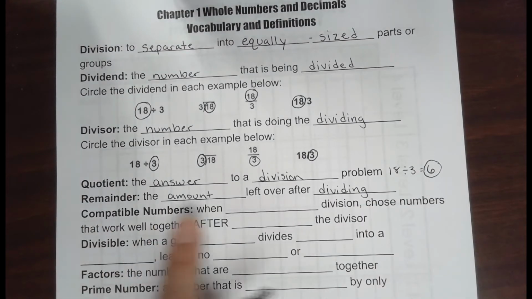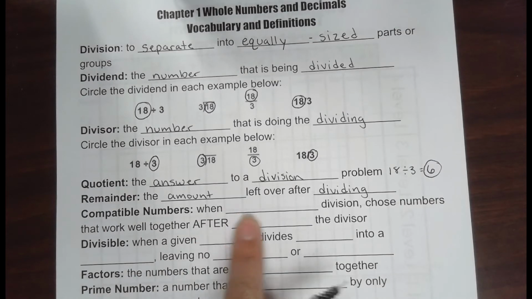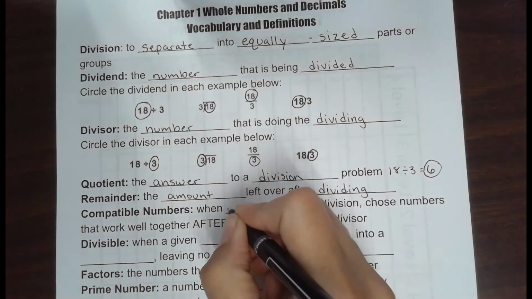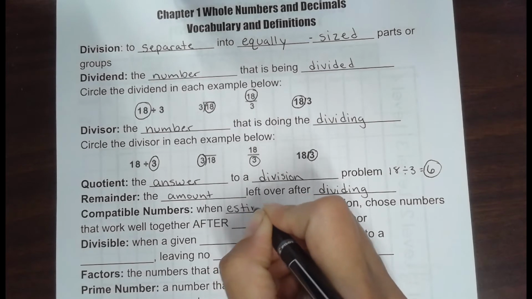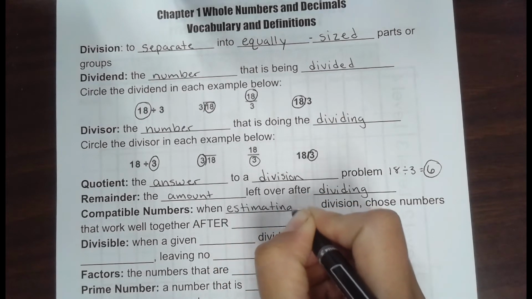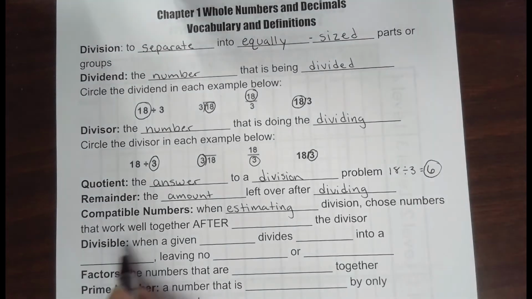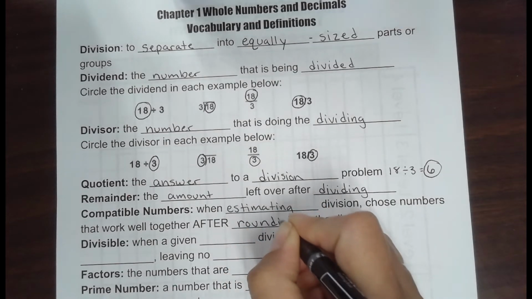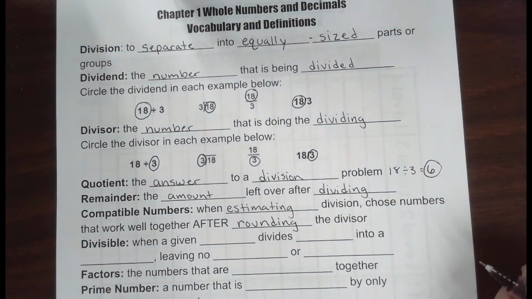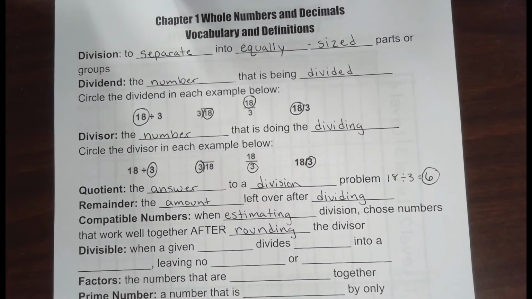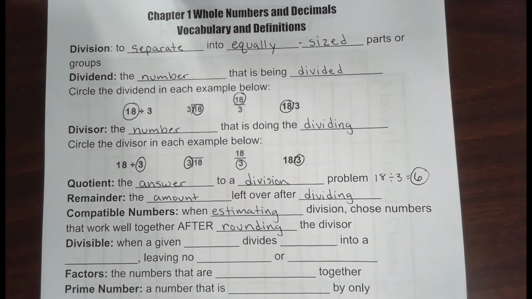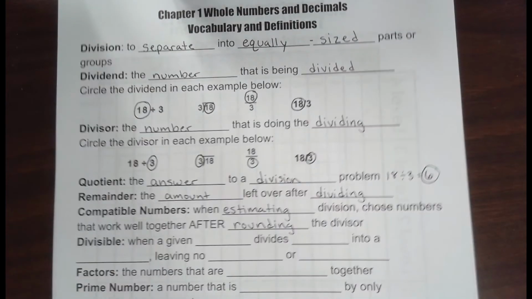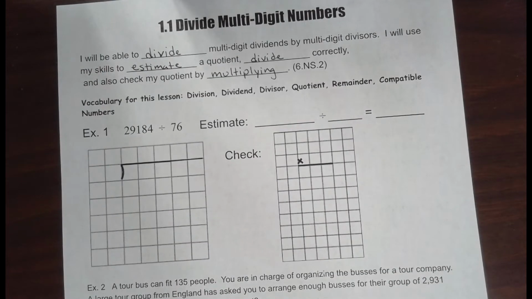Okay, compatible numbers. When estimating division, let's write that in there. When estimating division, choose numbers that work well together after rounding the divisor. Okay, that was all of our vocabulary for this lesson. So anytime we are talking about those things, now you can look back and remember what they are. Go ahead and go back to page 18.